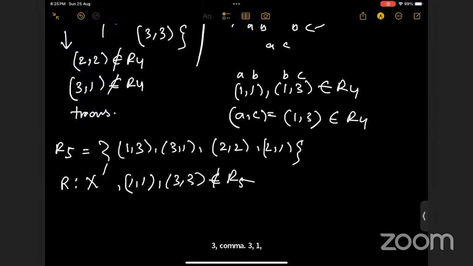Is it symmetric? No, ma'am. 2, 1 is missing. 1, 2 is present, then it needs 2, 1 to be present, but it is not present.